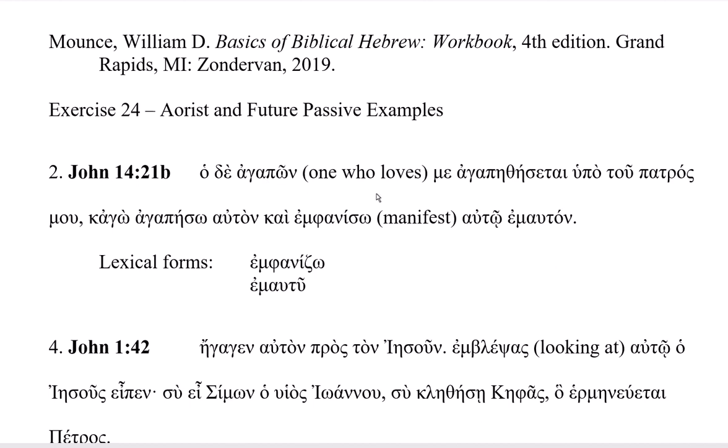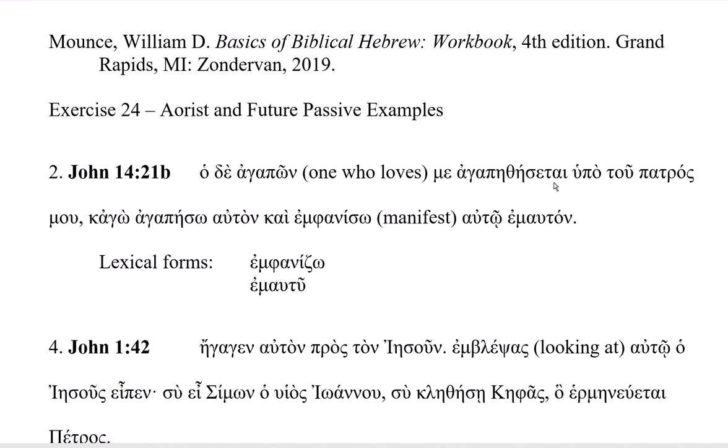The participle ho agapon is nominative masculine singular. We learn this from the definite article ho, and this tells us that we could be looking at the subject of the sentence. In addition, the verbal idea embedded in the participle, one who loves, could have an object, and we see the accusative object me. So we have the one who loves me. Now we're looking for the main verb of the sentence that will tell us something about the one who loves me.